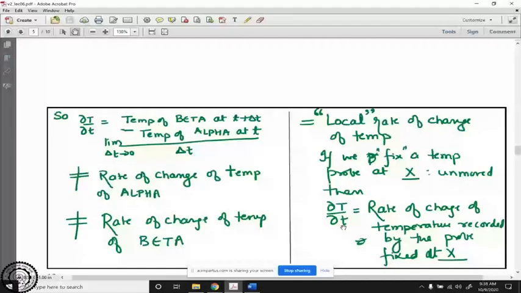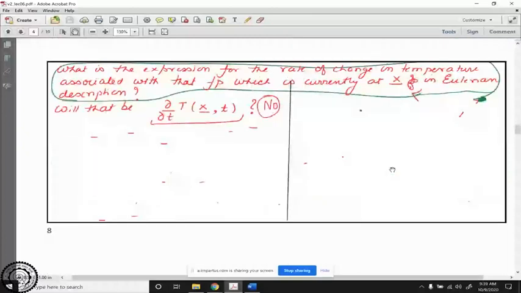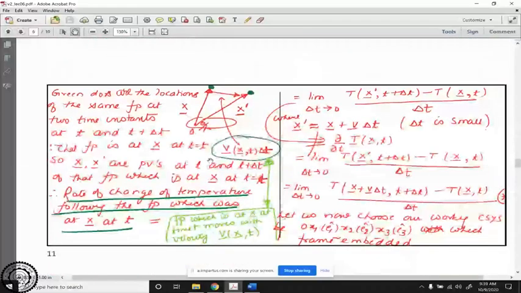Okay, so now that we have this understanding, let's try to precisely find this quantity. What is the expression for the rate of change in temperature associated with that fluid particle which is currently at x? It means we will have to make the second measurement going to the location where the particle will be moving to at t plus delta t. So this is clear. We will have to make the first measurement at x. The second measurement has to be made at x prime. Whatever your probe is, you should be ready to move it to the new location. Then only we will get the right data.